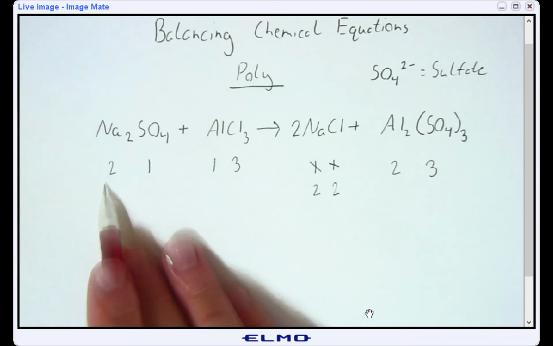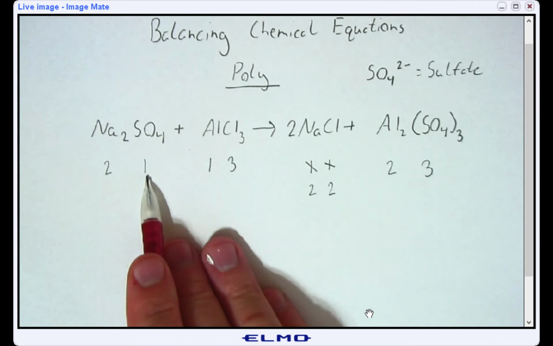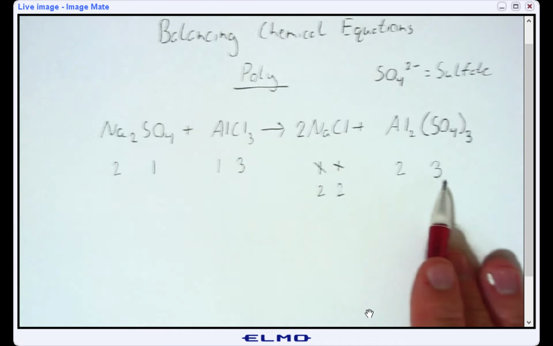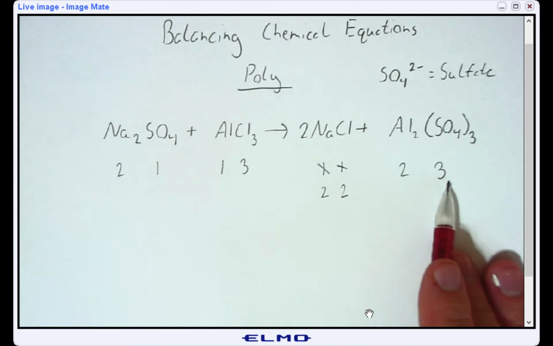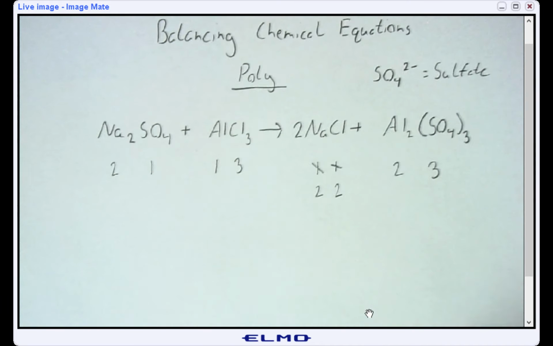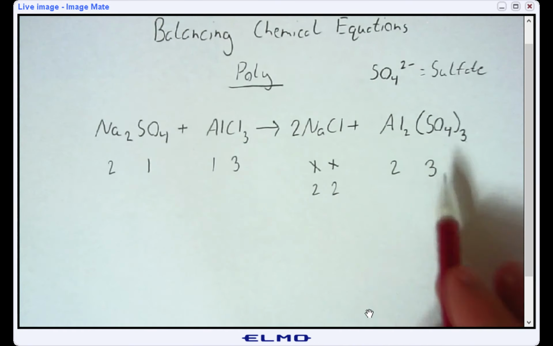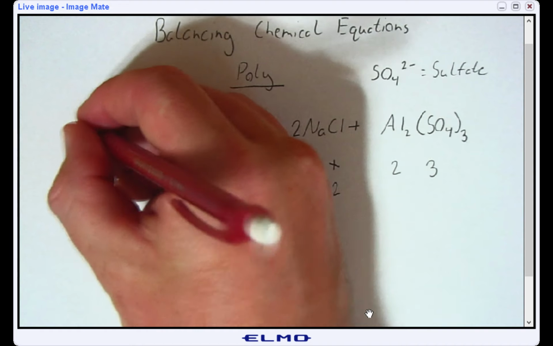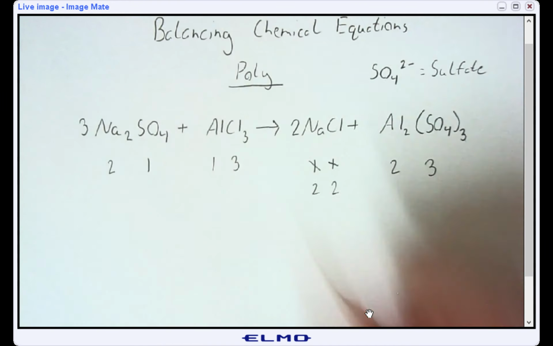2 sodium on the left, 2 on the right, 1 sulfate on the left, 3 sulfates on the right. All right, no big deal. So we got to adjust. Well, what does 1 and 3 both go into? And they both go into 3. So we don't need to do anything to this side, but we need to multiply. Use the coefficient of 3.